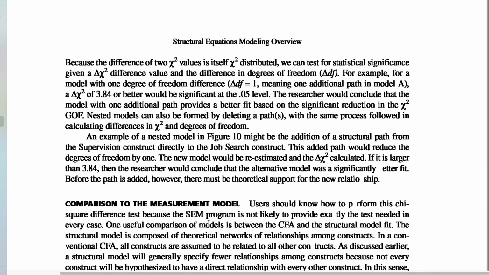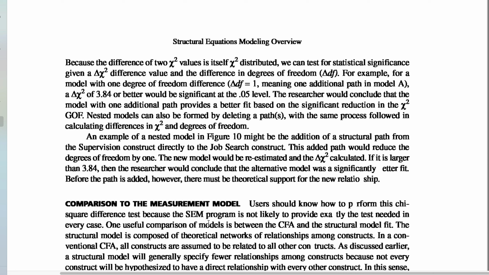For example, for a model with a one degree of freedom difference, delta df equals 1, meaning one additional path in the model. Delta chi-square would be significant at the 0.05 level. The researcher would conclude that the model with one additional path provides a better fit based on the significant reduction of the chi-square. Goodness of fit for nested models can also be assessed by deleting a path, with the same process followed of calculating the difference in the chi-square and the degrees of freedom.